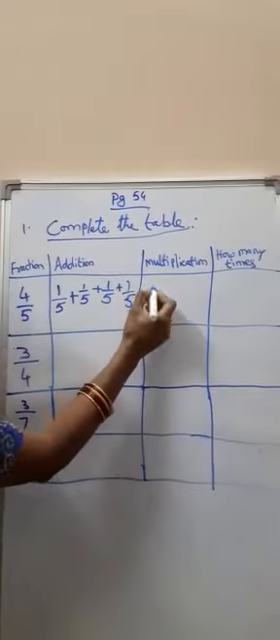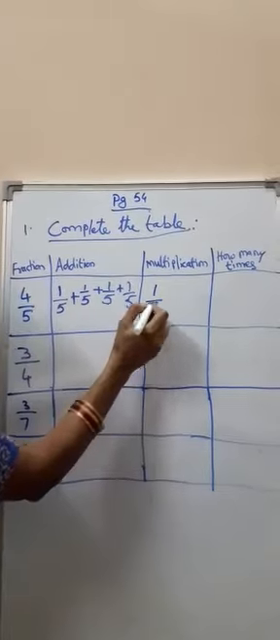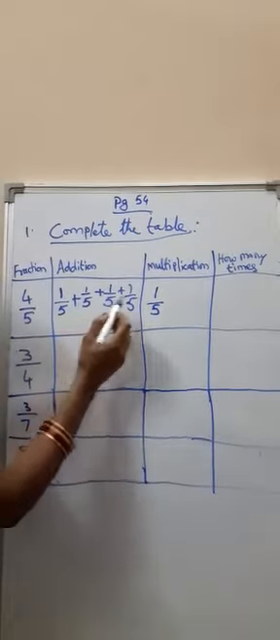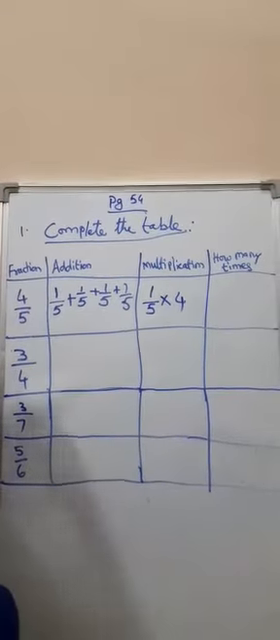We have to express the same thing in multiplication form. 1 upon 5, how many times have you taken? 1, 2, 3, 4. Multiply by 4. So, how many times do we have to write that one? 4 times.